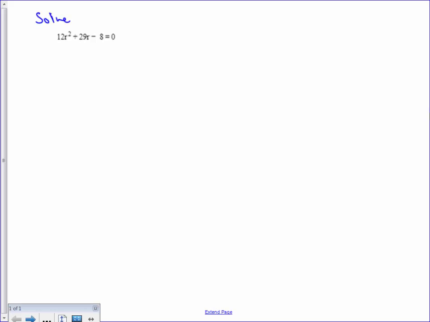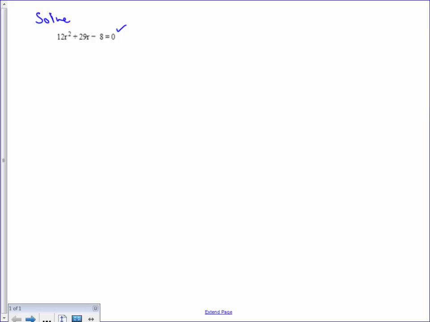Here's another problem that has asked me to solve a quadratic equation. We recognize this equation as quadratic because there's only one variable and the highest power that we have on that variable is squared. I'm going to try to solve this by factoring, meaning that I first need to get 0 on one side, which we already have, and then I want to try to factor the non-zero side.